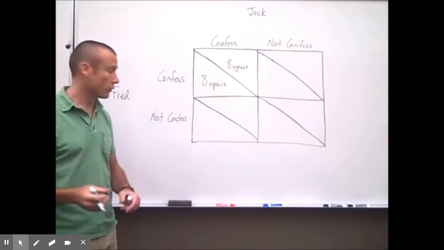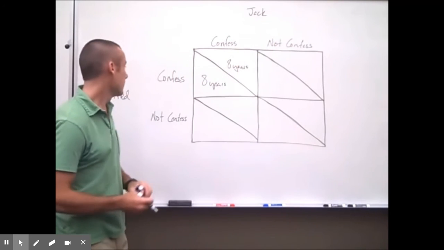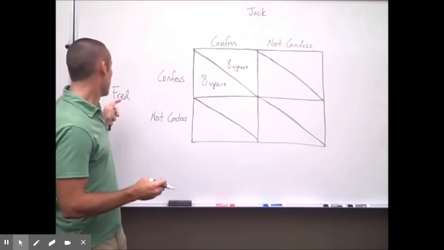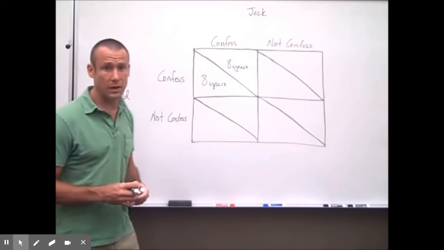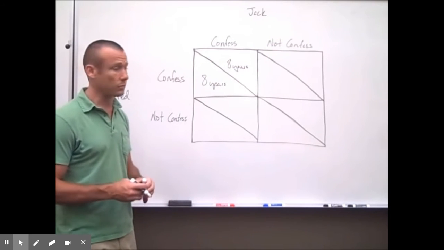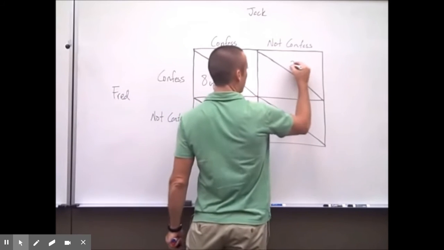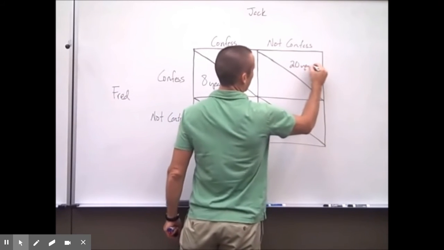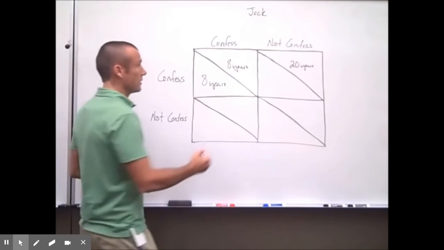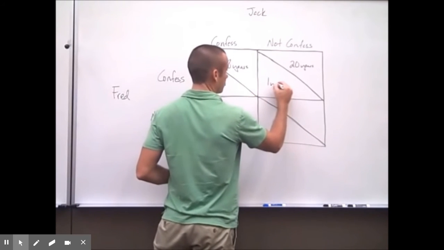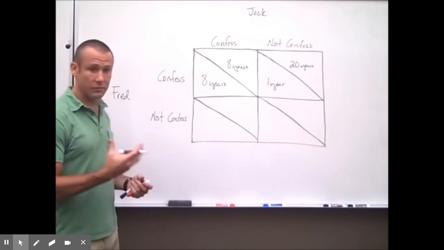Next, we can think of a situation where Fred confesses and Jack does not confess. In that particular situation, Fred, by confessing, turns state's evidence. Jack does not comply with the police. He doesn't go along with the police. So this is really going to be bad for Jack. Jack's going to end up getting 20 years. And for his participation and compliance with police, Fred is only going to get 1 year.